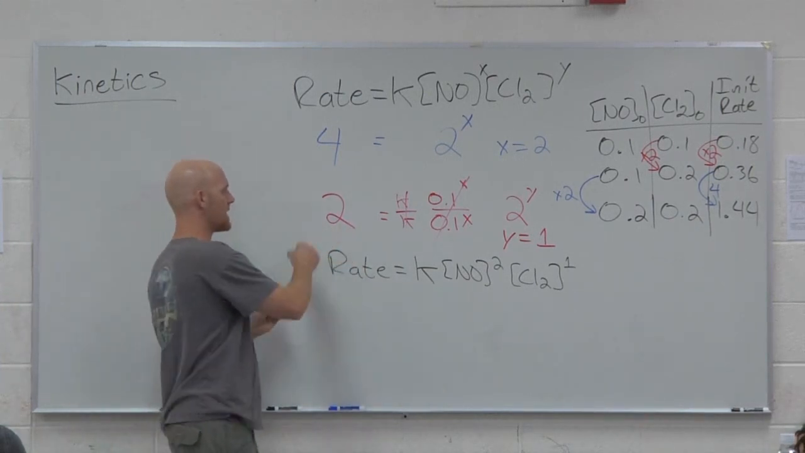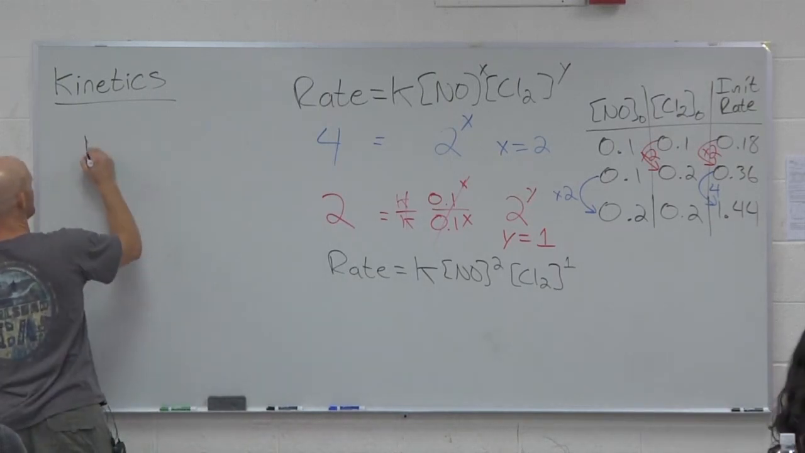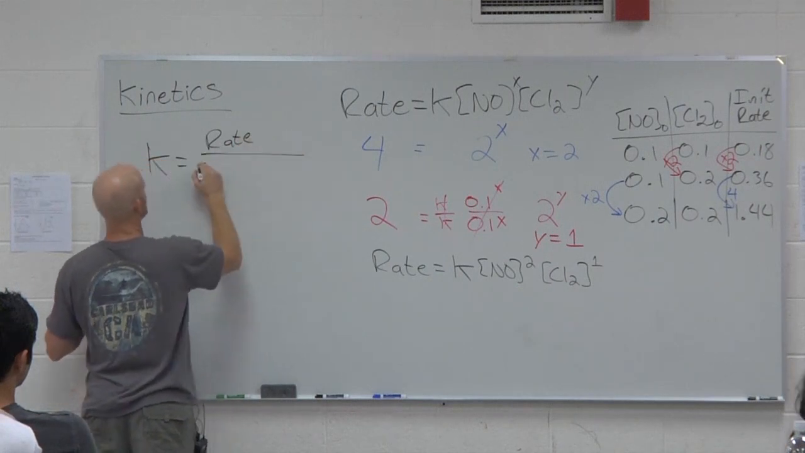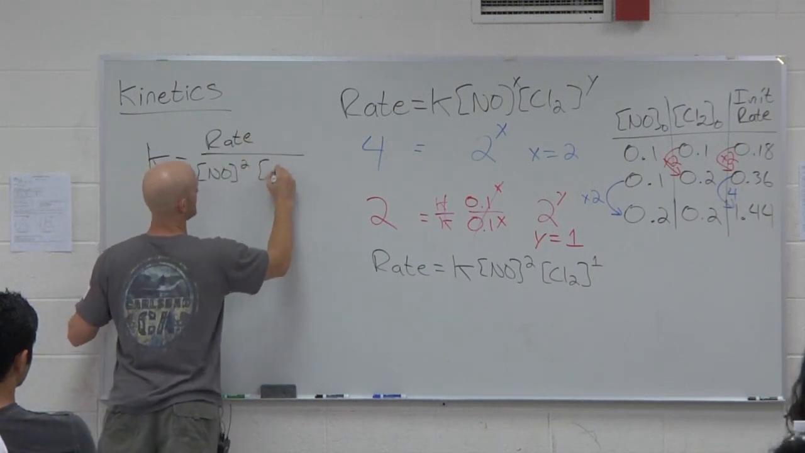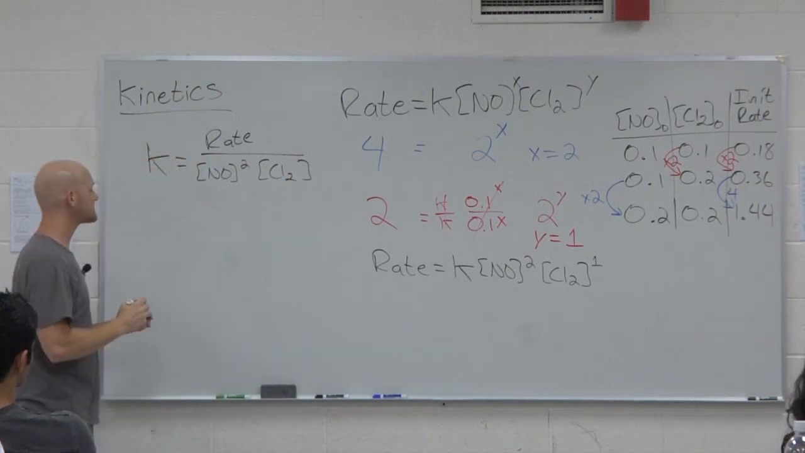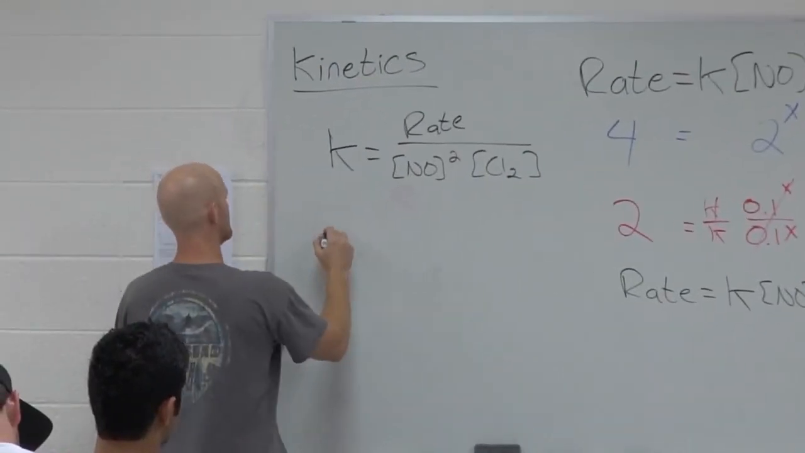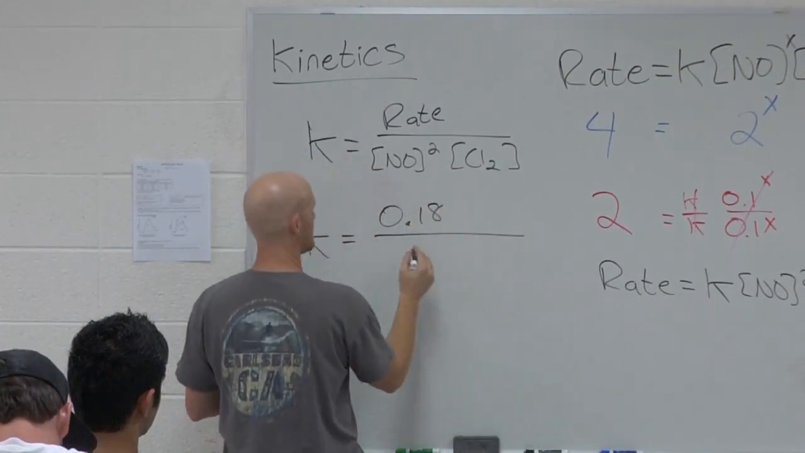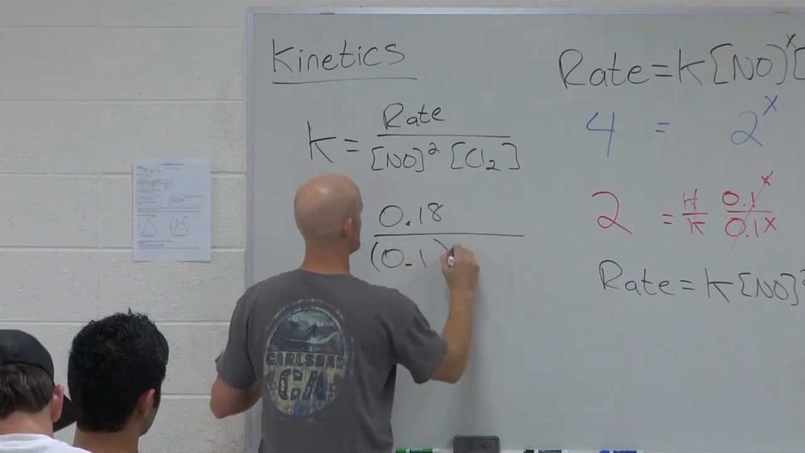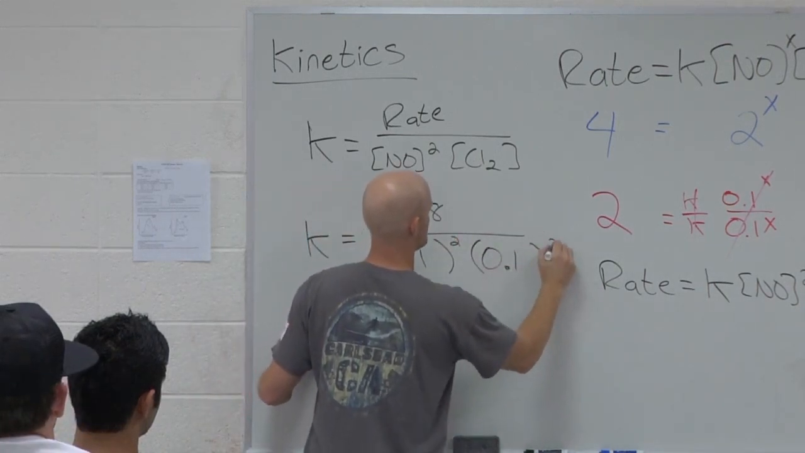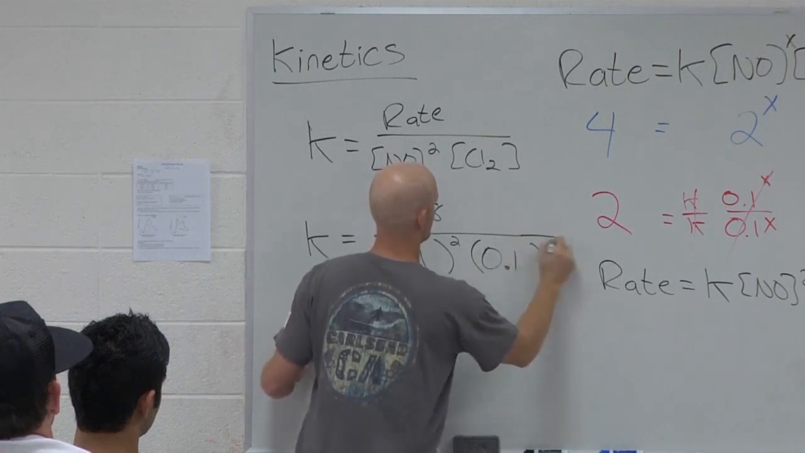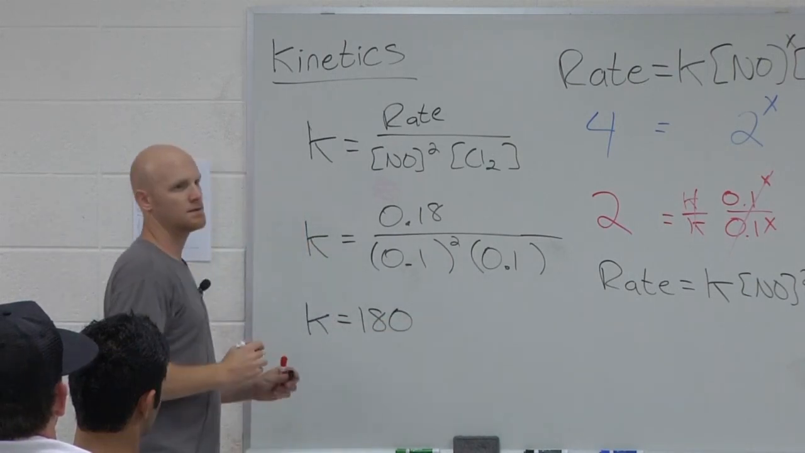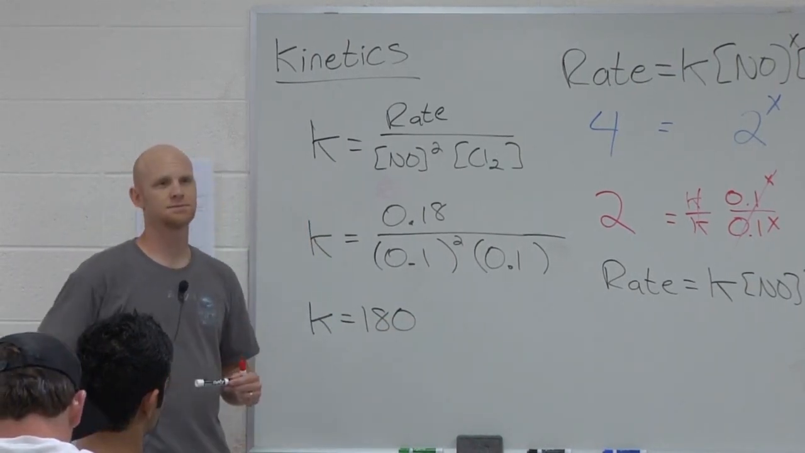So in this case, if we rearrange this and solve for K, so here K, rearranging, equals the rate over the concentration of NO squared times the concentration of Cl2. And I'm just going to plug the first trial's numbers in. And so here, K equals 0.18 over 0.1 squared times 0.1, just 0.1. And if we go through and solve, you'll get K equals 180.